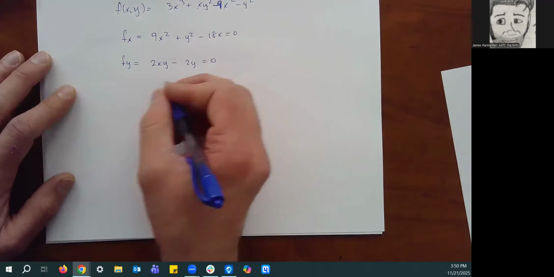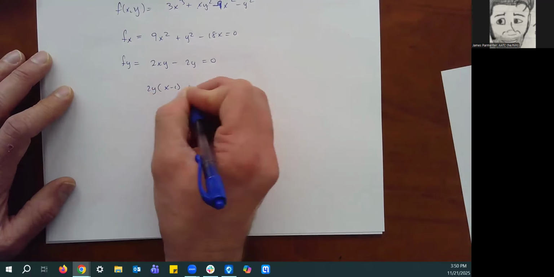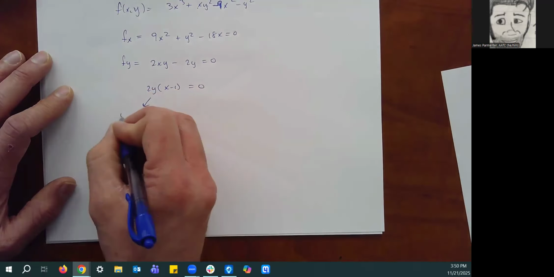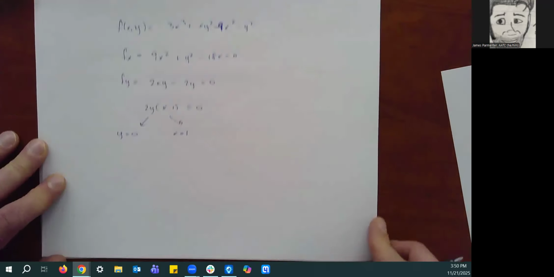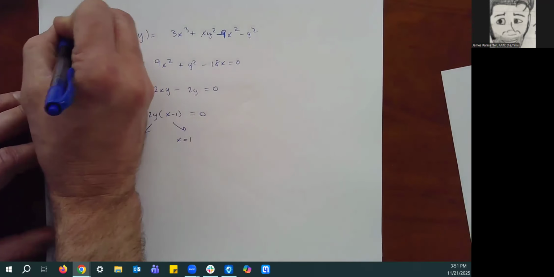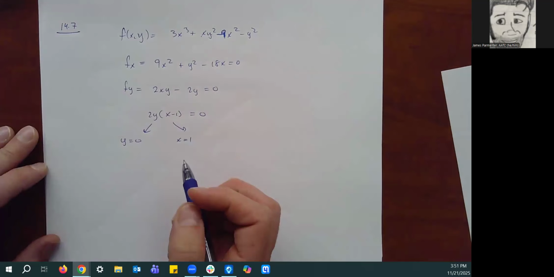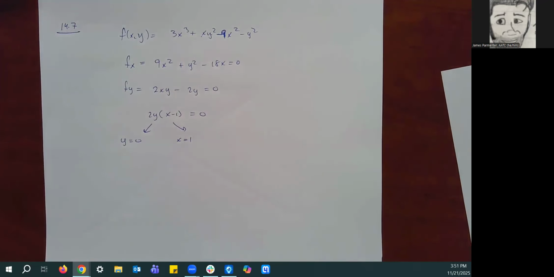So after factoring this, I should get 2y times x minus 1 equal to 0, meaning I'm either getting y equal to 0 or x equal to 1. I knew this example had the thing I wanted to happen. And the reason I really like this example is because I want to make it extra super clear: 1, 0 is not a critical point.